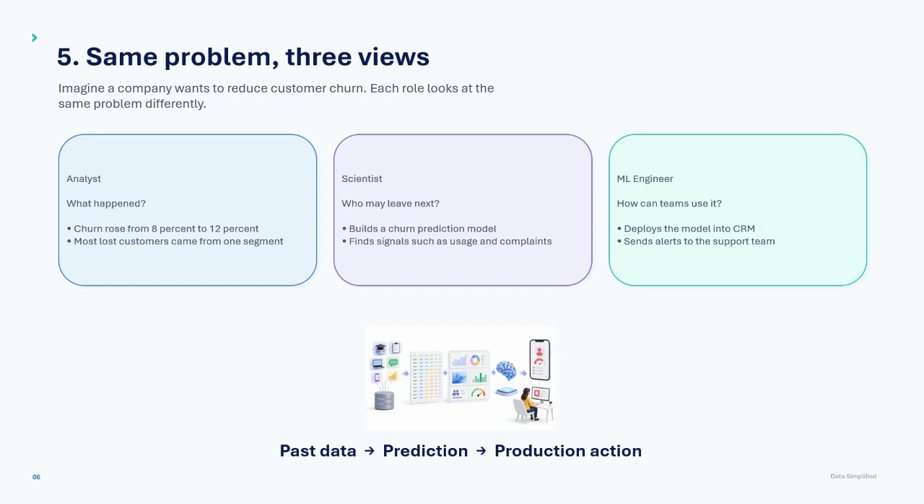Next, the data scientist asks who may leave in the future. The scientist builds a prediction model using information such as customer activity, complaints, payment behavior, and service usage. Finally, the machine learning engineer makes the prediction available to the business. The engineer may deploy the model inside the company's customer relationship management system. When a customer receives a high risk score, the support team can receive an alert and contact the customer. So the analyst explains the problem, the scientist predicts the risk, and the engineer makes the prediction usable in daily operations.